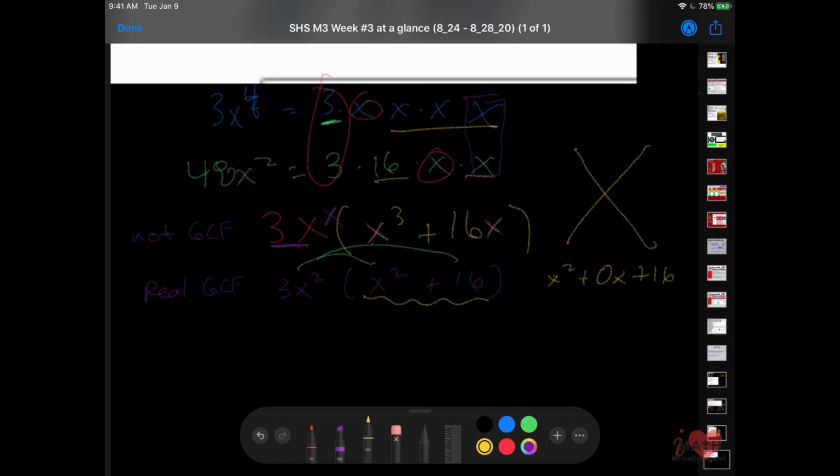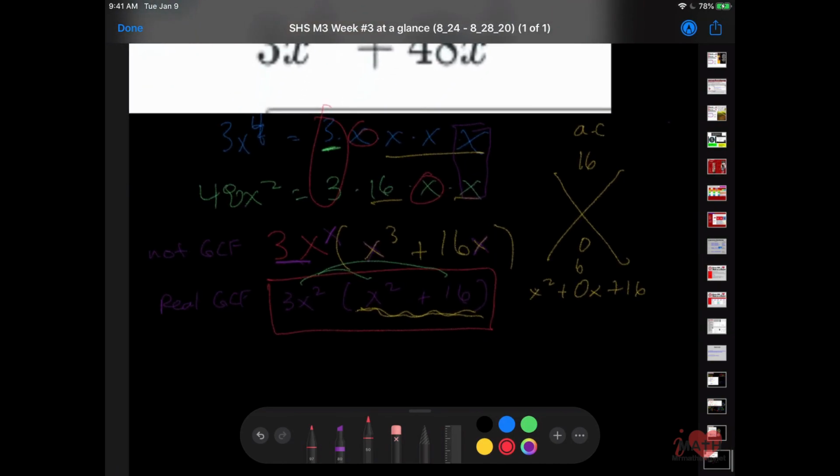And a times c would be 16, and your b value would be 0. There are no two numbers that multiply to be 16 and add to be 0, because that would have to be 4 and negative 4 to add together to get 0. But if you multiply those, you get negative 16, not positive 16, which means that here in yellow, this is prime. So this is my final answer. In this problem, all you had to do is take out the greatest common factor.